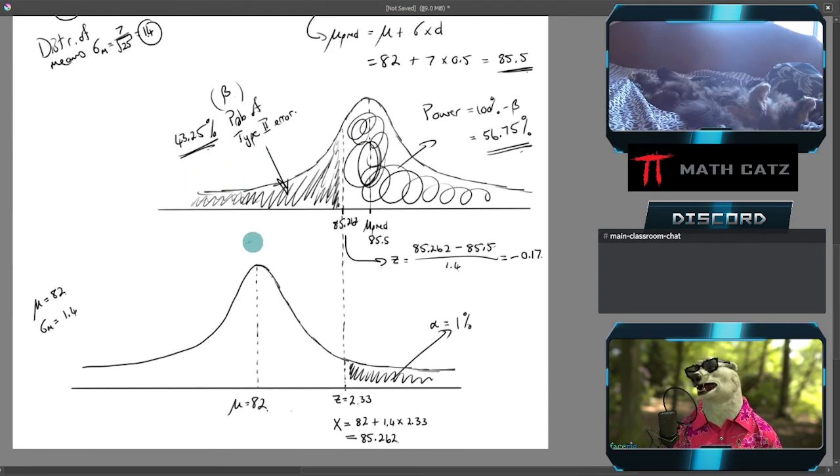All right, so a lot to think about here, but that is what it looks like for a typical power example.